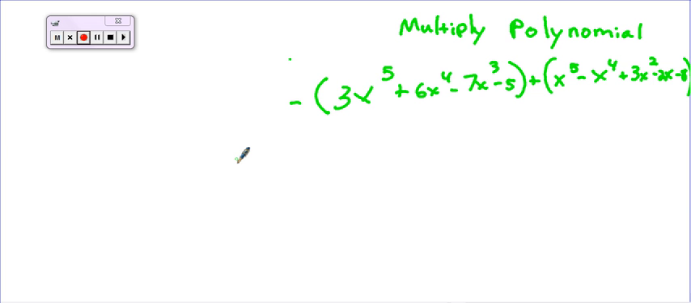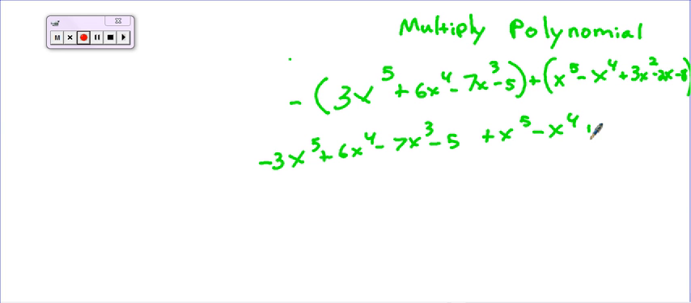To do that, I'm going to distribute this negative sign across the first polynomial, so that's negative 3x to the fifth plus 6x to the fourth minus 7x to the third minus 5. My other one can stay the same, so that's plus x to the fifth minus x to the fourth plus 3x squared minus 2x minus 8. And all we do is add like terms. They're already in descending order.